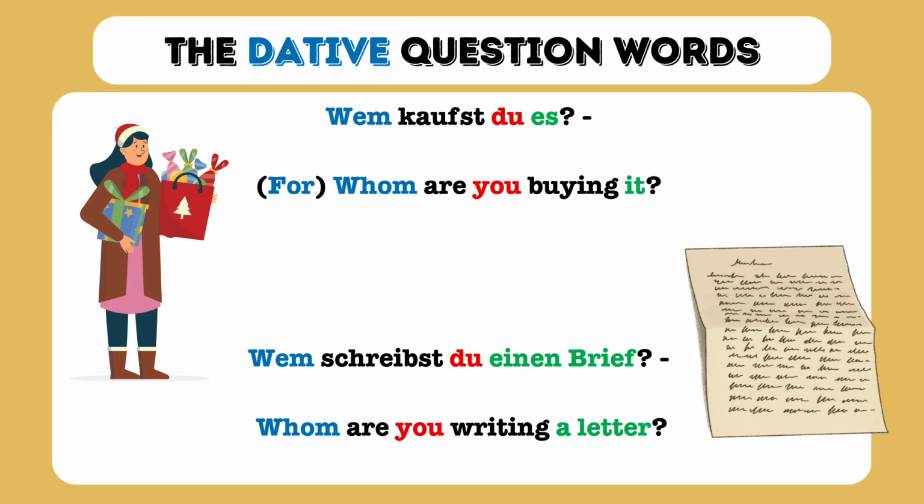Wem schreibst du einen Brief? Whom are you writing a letter? Du is the subject there. You are writing something. That something you're writing is a letter, which is einen Brief, which is why that's in the accusative case there. Wem is the one that is receiving the einen Brief that we are schreiben. Wem schreibst du einen Brief? Whom are you writing a letter?